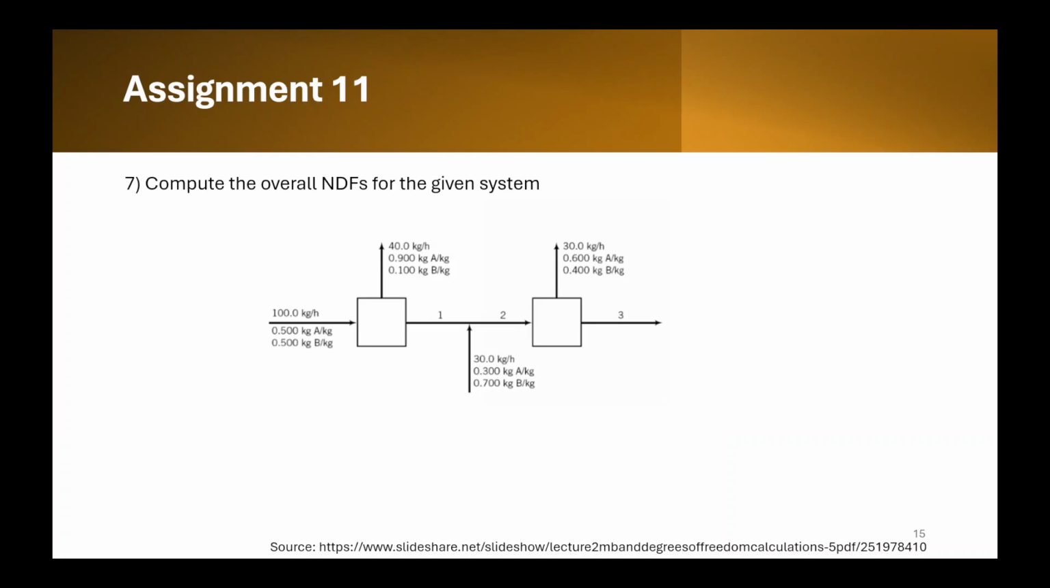Next question, compute the overall NDF for the given system. For the overall NDF, you basically need to draw a boundary around the whole system. Okay, so this is your boundary. You can see that the unknown streams are 1, 2, and 3. Now here the flow rate is, suppose, F3, and the concentrations are XA,3 and XB,3.